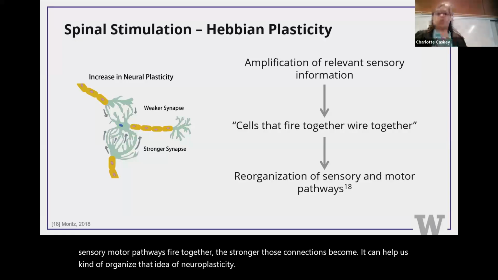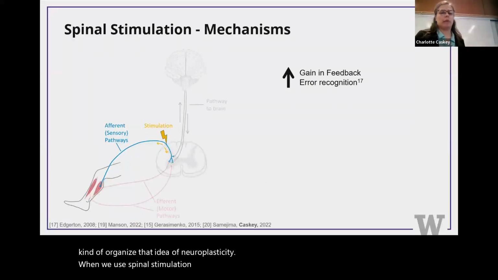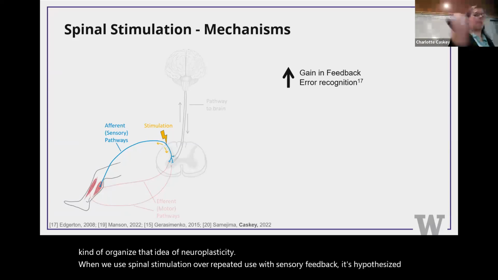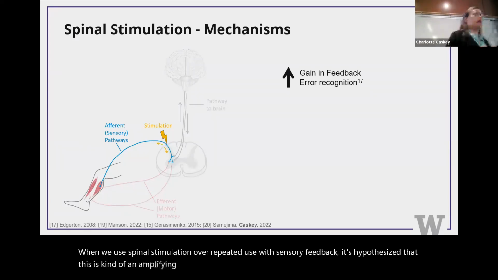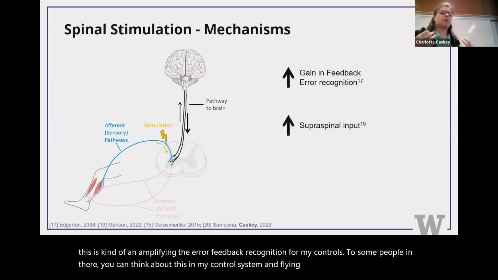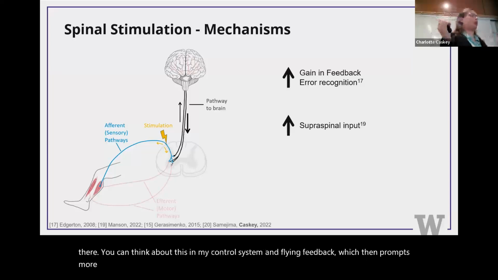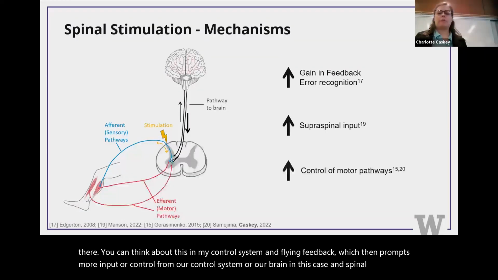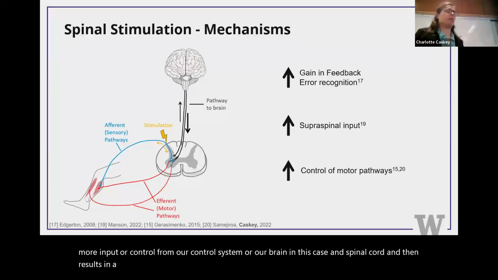We use spinal stimulation over repeated use with sensory feedback, and it's hypothesized that this is again amplifying the error feedback recognition. For my control system people in here, you can think about this in a control system, amplifying feedback, which then prompts more input or control from our control system, or our brain in this case, and spinal cord, and then results in a more refined control of motor pathways.